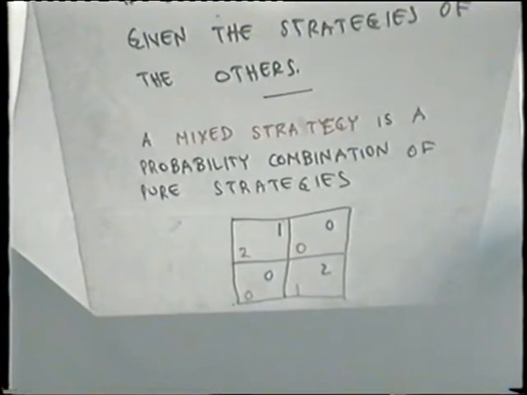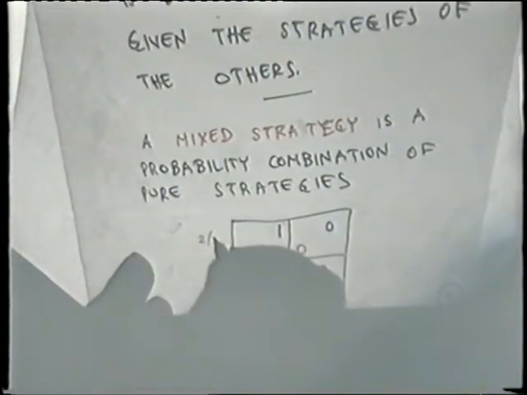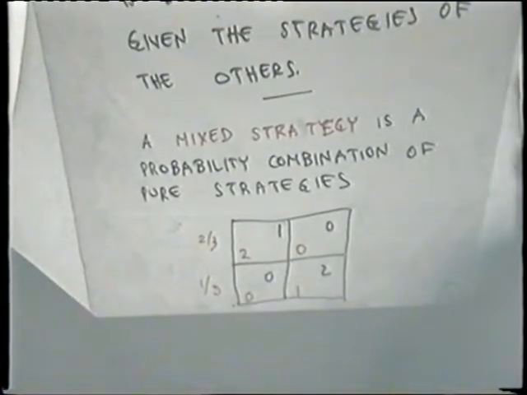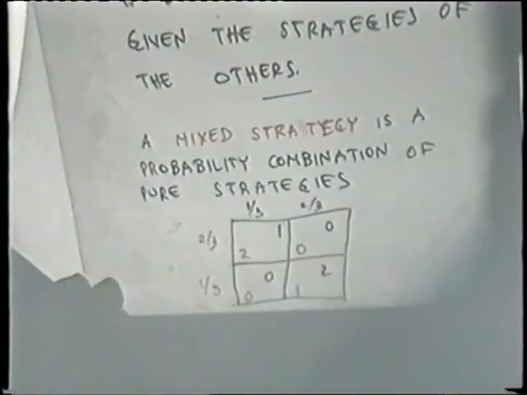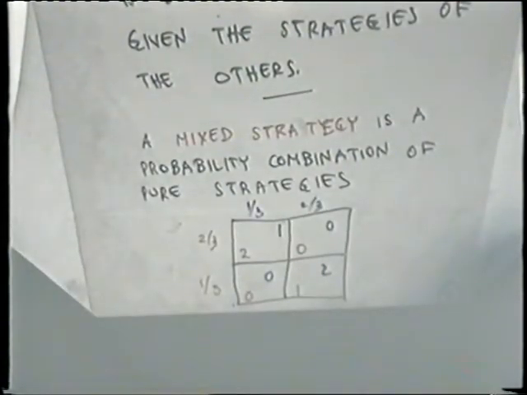And there's also another equilibrium, which isn't so apparent, which is for the row player to play his top row with probability 2/3, and his bottom row with probability 1/3, and similarly for the column player, he would play 1/3, 2/3. And this is a mixed strategy equilibrium, so we have three equilibria over there.